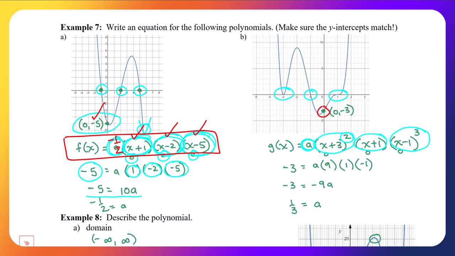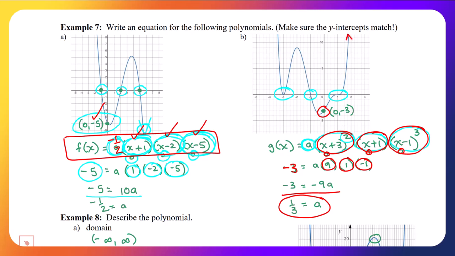We see that the y-intercept is -3, which means when x is 0, y is -3. This becomes 9. With a 0 here, this is of course 1. With a 0 here, that's -1. And so I multiply it out, and I get -9a equals -3. Divide both sides by -9. I get a as 1/3.